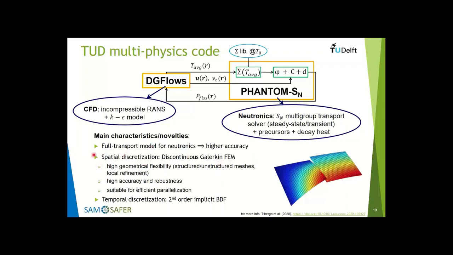Another interesting aspect of this code, from the spatial discretization point of view, is that it's fully based on the discontinuous Galerkin finite element method. And for those of you who are not very familiar with this, basically it's a finite element method in which the polynomial basis expansion of your unknowns allows for discontinuities across the elements. So the basis functions are discontinuous, as you can see on this picture. And for this, you need to adopt certain numerical fluxes across the elements. And in this, the DG method resembles a little bit the finite volumes. In such a way, it combines the benefits and the pros of both finite volumes and standard finite elements. And it allows for high geometrical flexibility. And we can work with both structured and unstructured meshes.